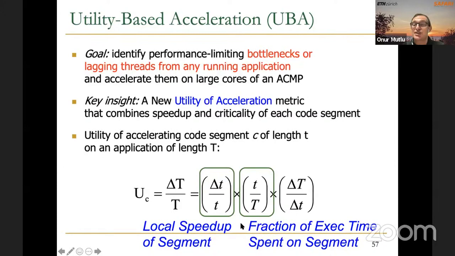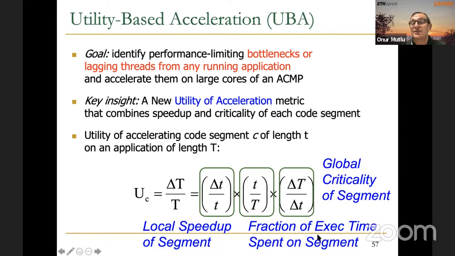And what is the global criticality of the segment in terms of global effect on the application? How much benefit would this application get? And on top of this, you can add how much benefit would the system get if you accelerate this application compared to some other application?